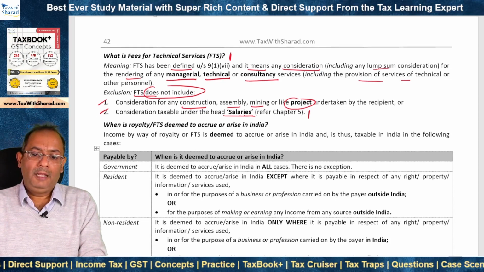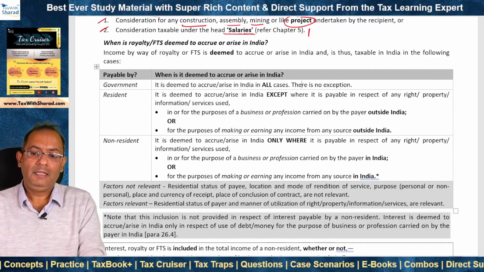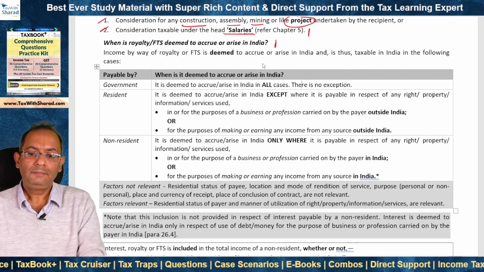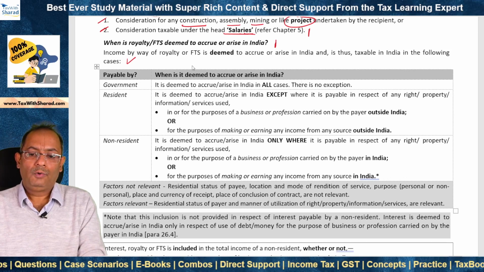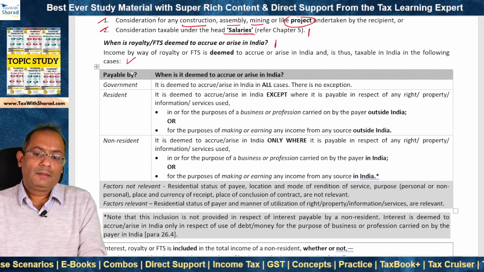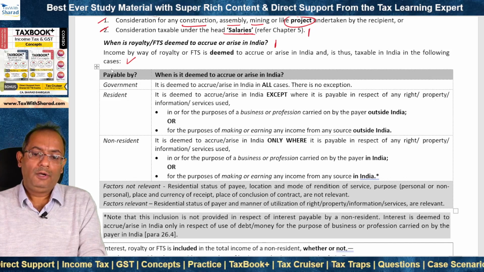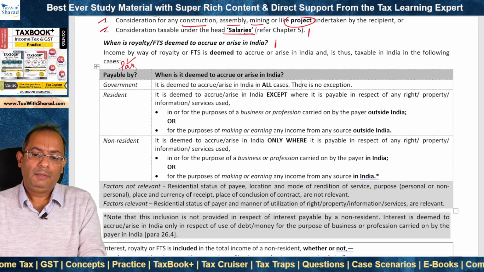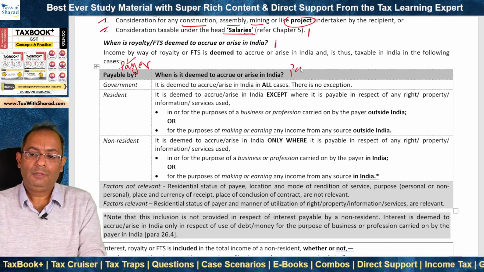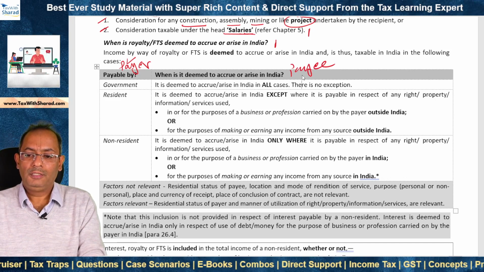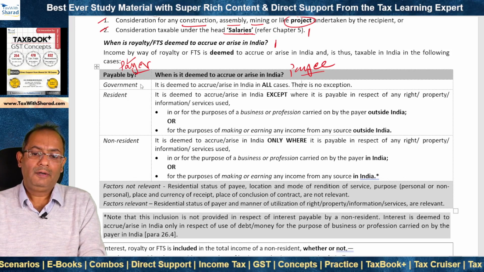Having discussed the meaning of the terms royalty and FTS, let's briefly see when is royalty or FTS deemed to accrue or arise in India. And let's look at the table, and this is similar to what we saw in the case of interest. Okay, what is relevant is who is paying the royalty or FTS. Royalty or FTS is payable by whom? The payer. And when is it deemed to accrue or arise in India in the hands of the payee? That means the person who is receiving this income. Let's see, and the rules are similar to that which are given for interest.